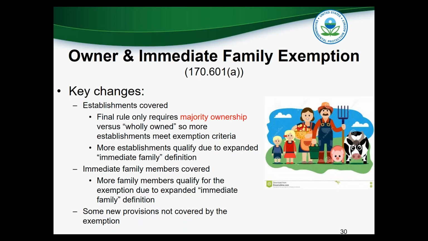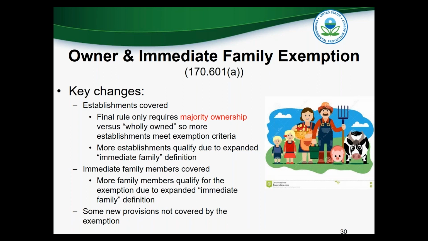With the new rule, that changed, and now the rule basically says as long as the farm is majority owned, meaning greater than 50% is owned by people that are immediate family members, then not only do the immediate family owners qualify, but the non-immediate owner and his family as well.